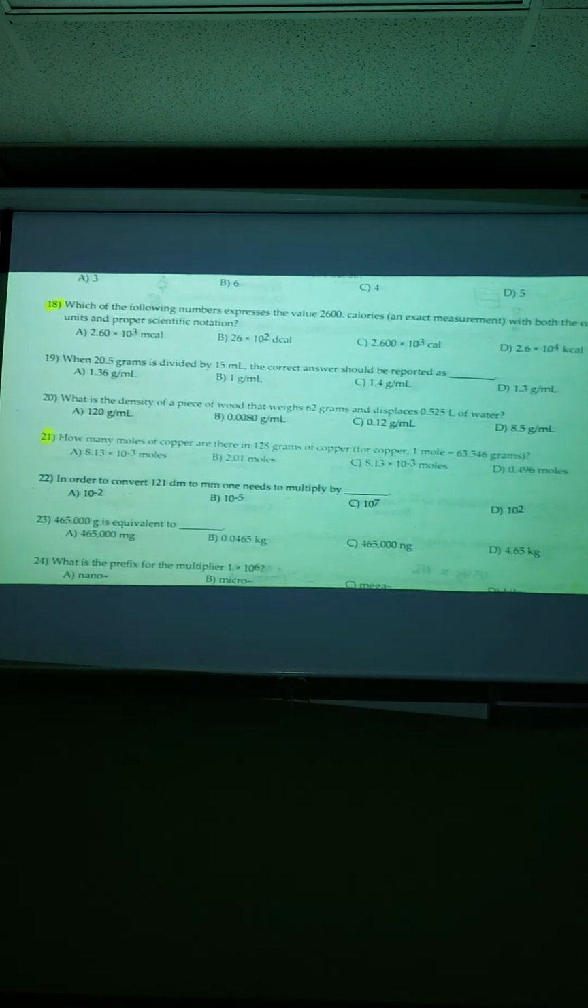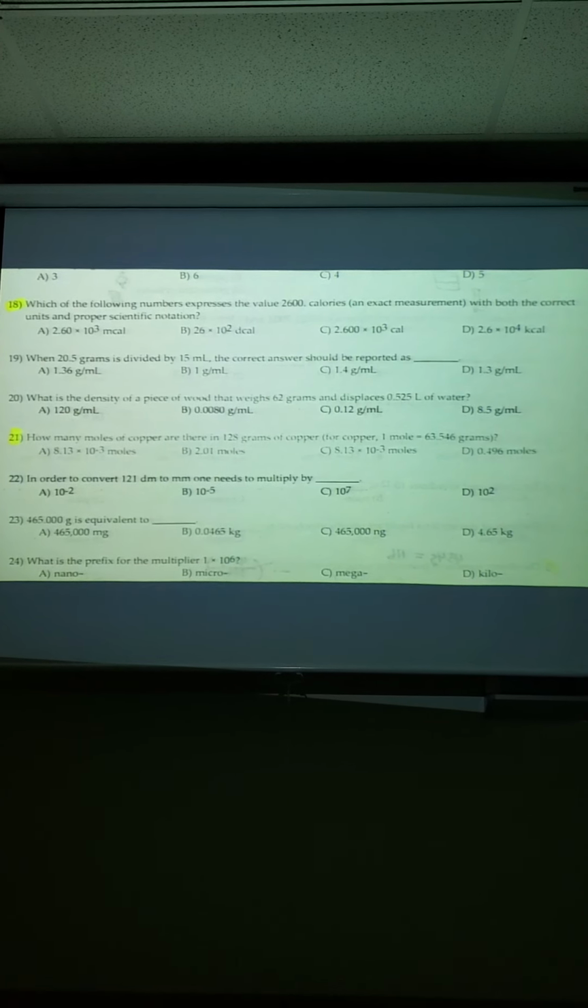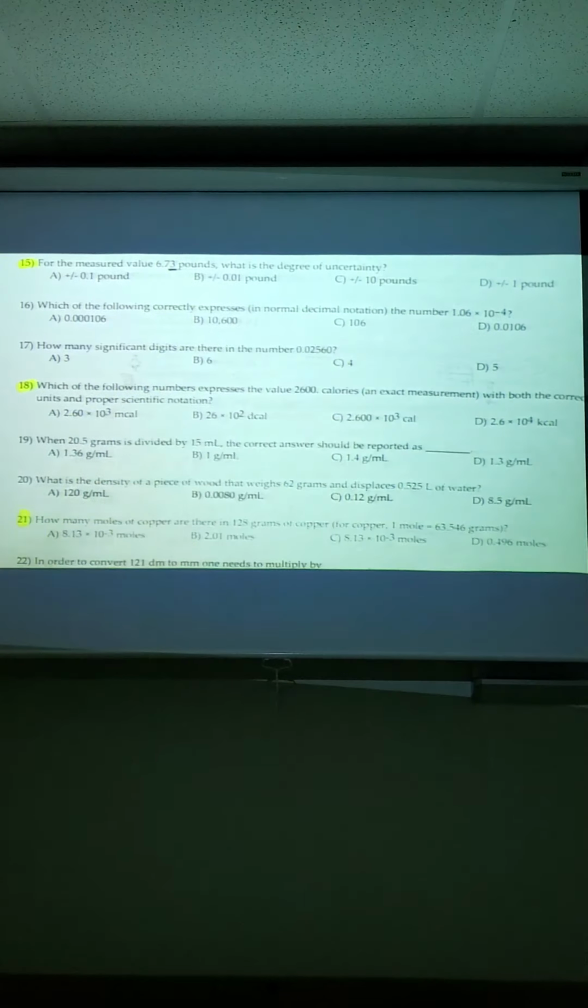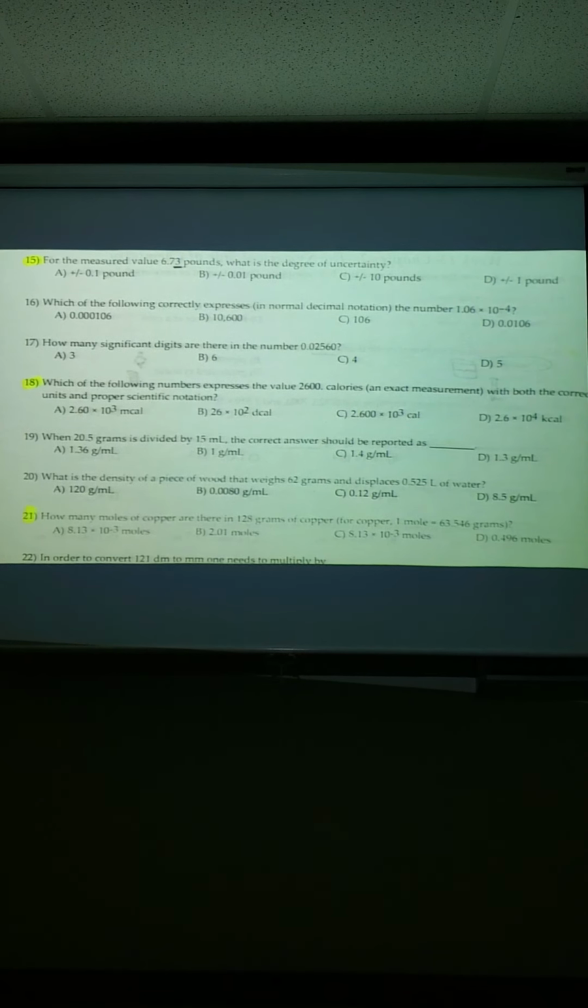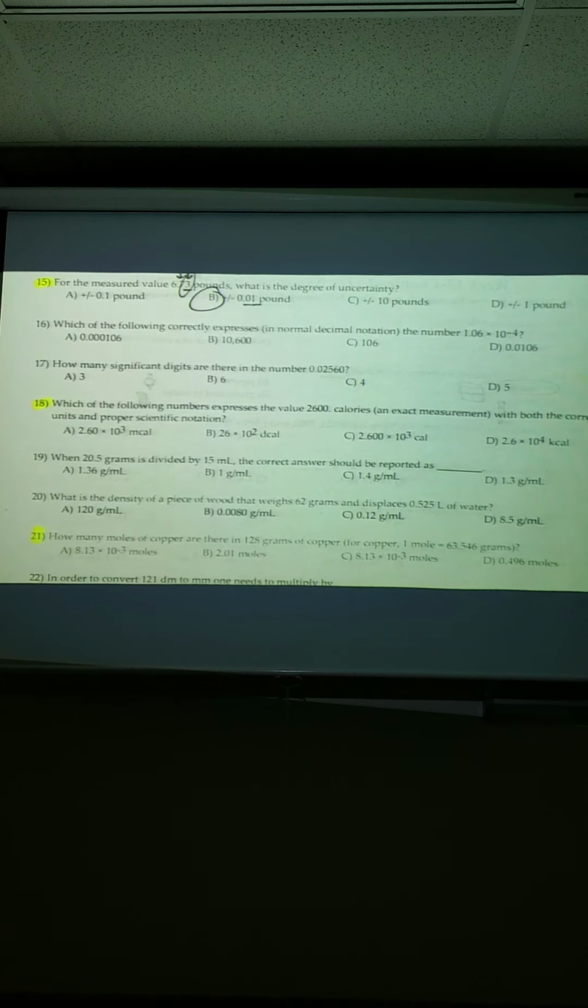Number 15 says, for the measured value, 6.73 pounds, what is the degree of uncertainty? Uncertainty is always the last number. The last number is the 100th place. So you're going to be looking for 2 decimal places after the decimal, and that's going to show up here. We got 1 and 2. Just like we have here, we have 1 and then we have 2. So that uncertainty lies at that last number. That 3 is the guess of any number. It's always the last number, the last significant digit.